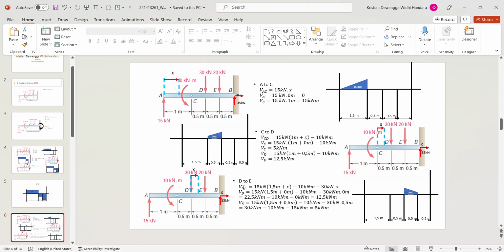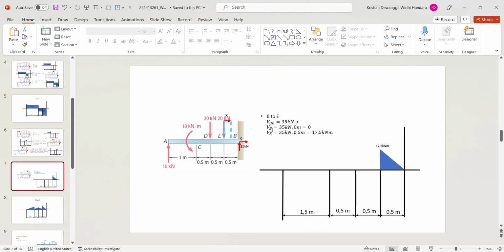And then from D to E we got this VDE equal to, from the left, 15 kilonewton times 1.5 meter plus X, this is the X, minus 10 kilonewton meter minus 30 kilonewton times X. So from D, we put the X as 0, and then for VE, we put X becomes 0.5. And then for the VD we got 12.5 kilonewton meter. Then for VE is 5 kilonewton meter.